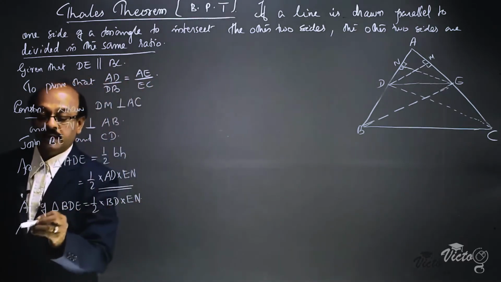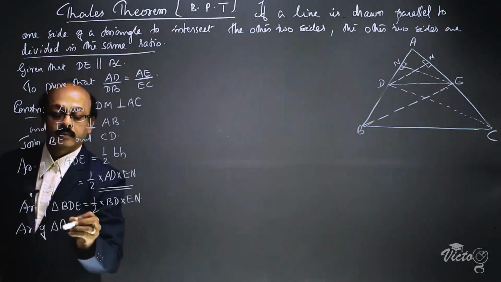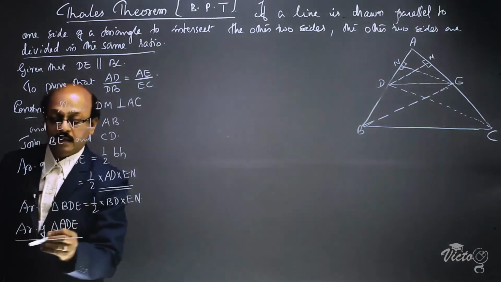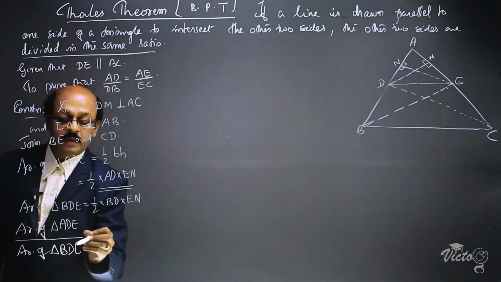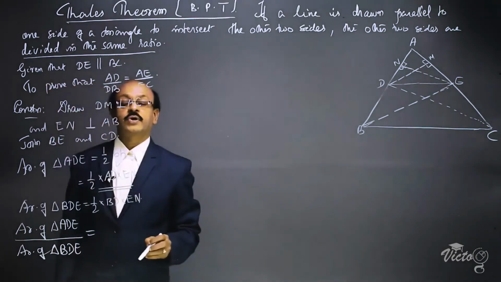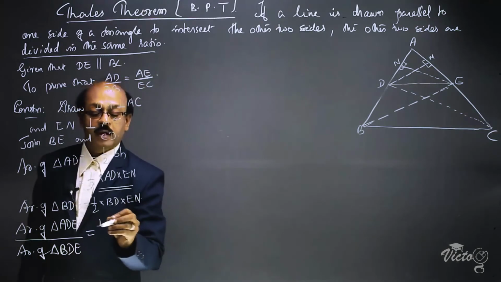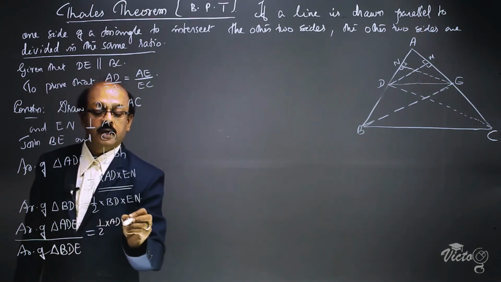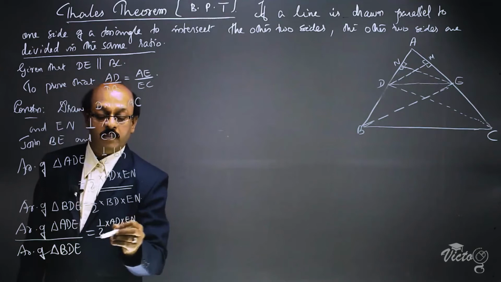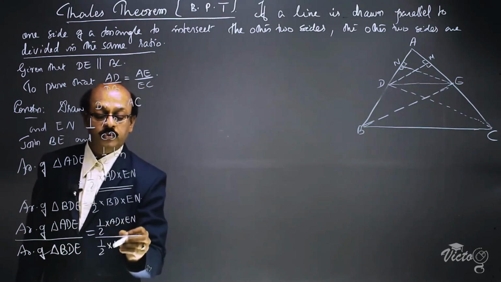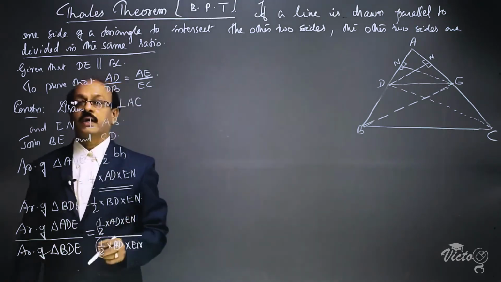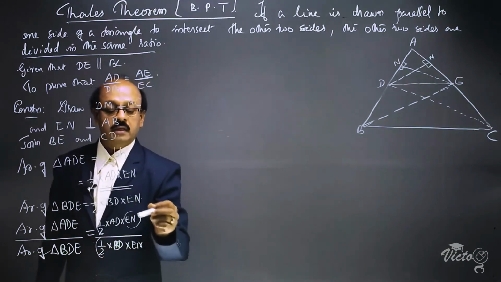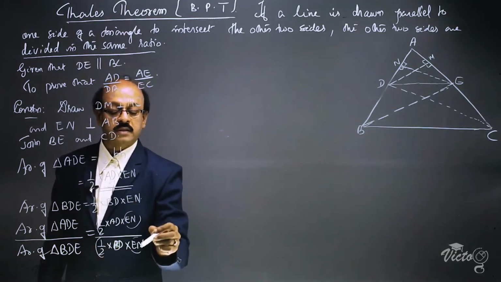Area of triangle ADE divided by area of triangle BDE. The result is half into AD into EN, divided by half into BD into EN. This half and half get cancelled. Similarly, EN and EN also get cancelled.